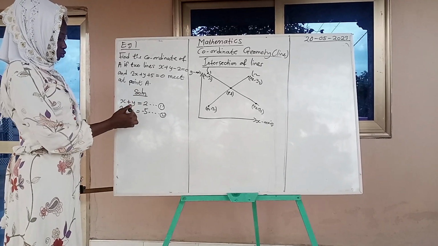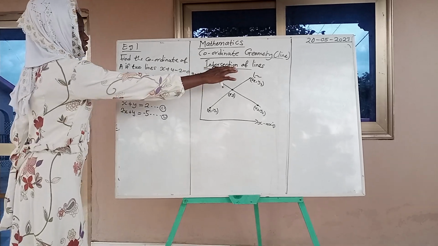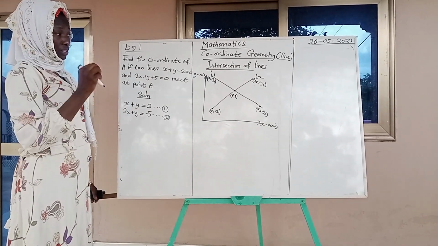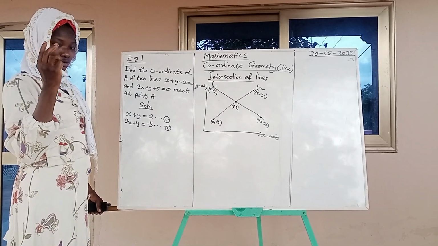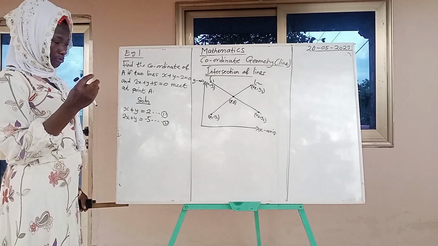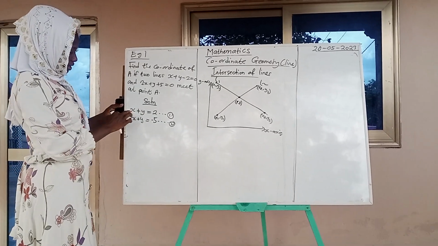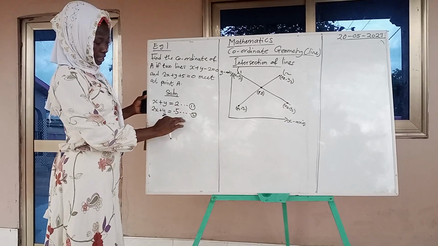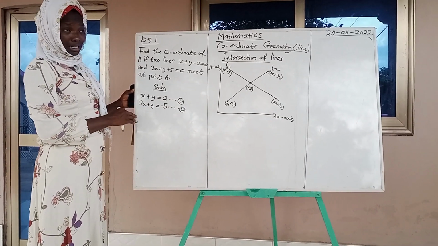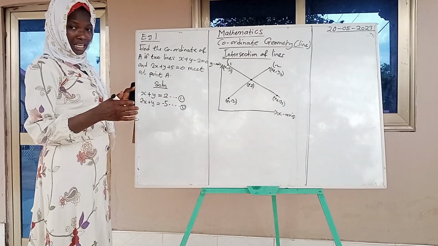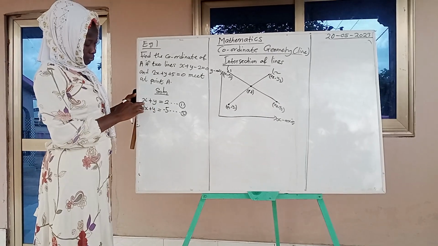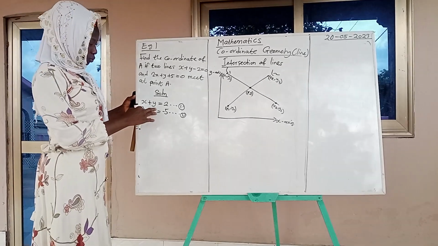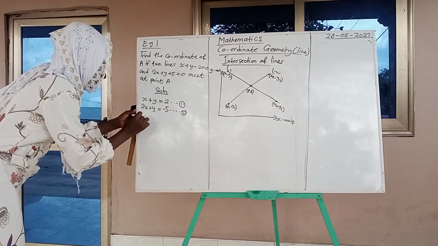So looking at these two equations, always for the intersection of lines, we use simultaneous equations to find the coordinate of the point, the meeting point, that's the x and y value. So we have equation 1 and then equation 2. We can either use the substitution method or the elimination method. But here, we are going to use elimination. That will be easy.